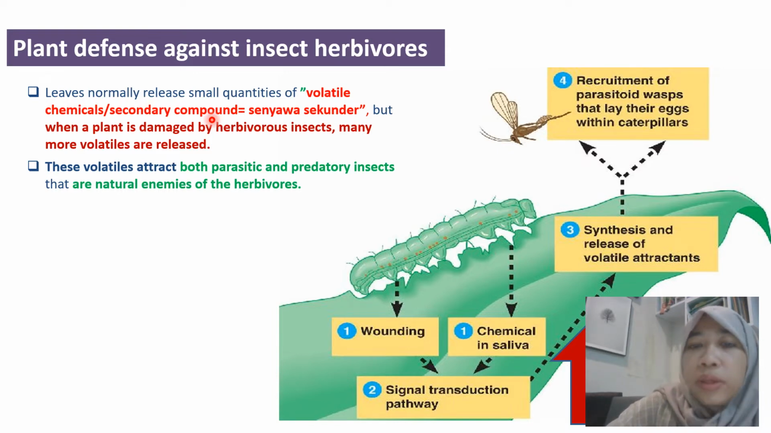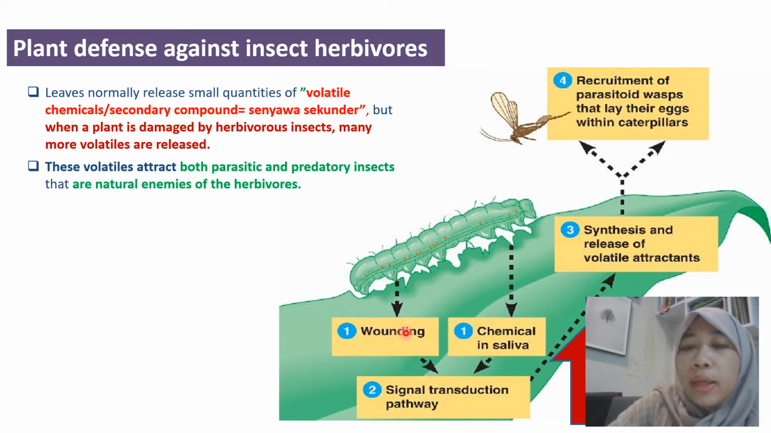What is the function of the secondary compounds? The volatile compounds will attract both parasitic and predatory insects. They will come to the plant and they will parasitize the pest. So this is what the plant does. They also communicate to attract the natural enemies to come. And also, the natural enemies will come to the plant from the cues of wounding.